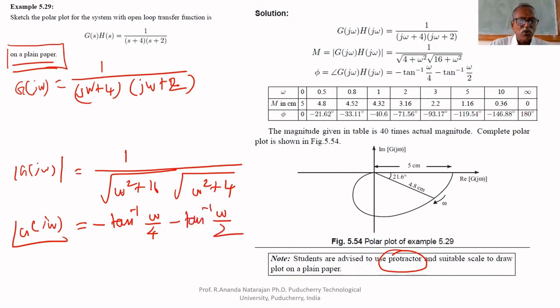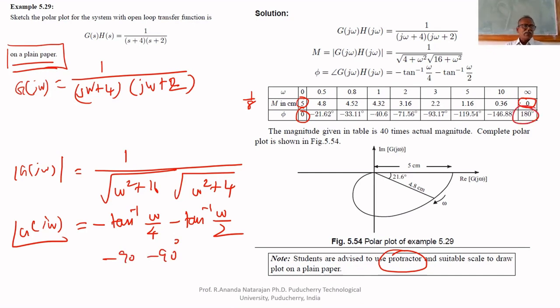What is the first value? When omega equals 0, you will get 1 by 8. That is the magnitude, it must be 1 by 8. Then when omega equals 0, the angle is 0. When omega equals infinity, the magnitude becomes 0. What is the angle? Minus 90 minus 90, therefore the angle is minus 180.